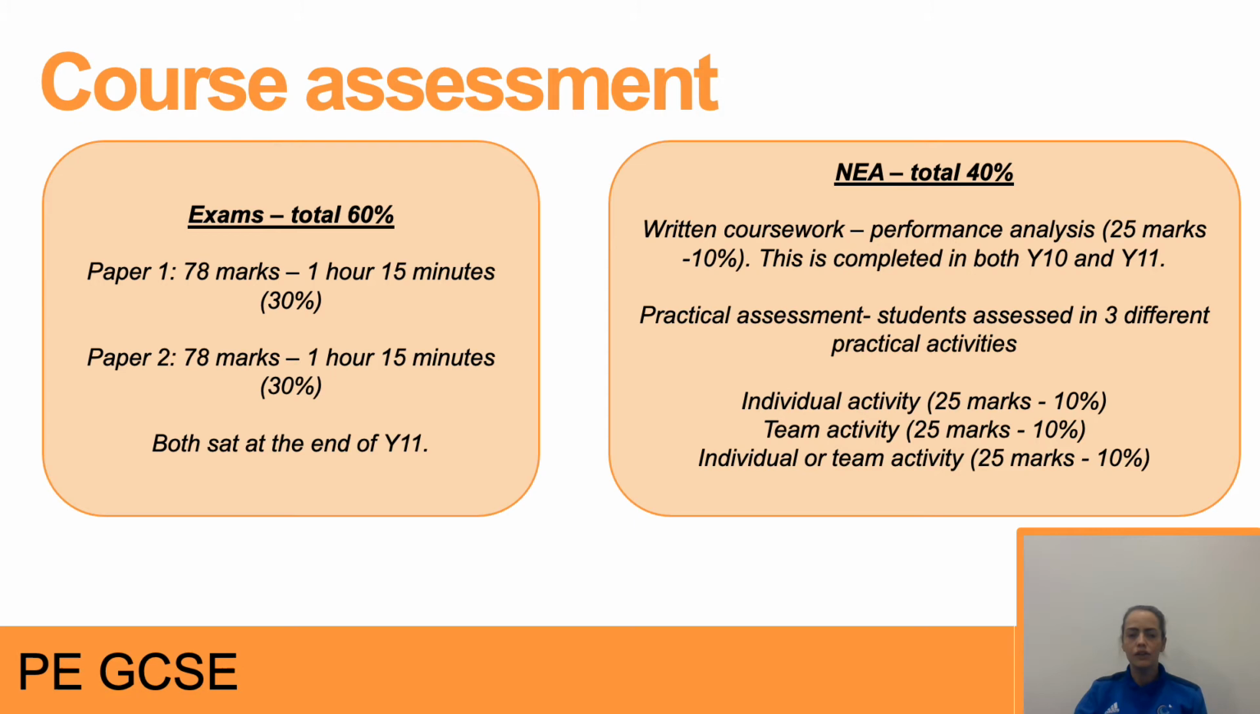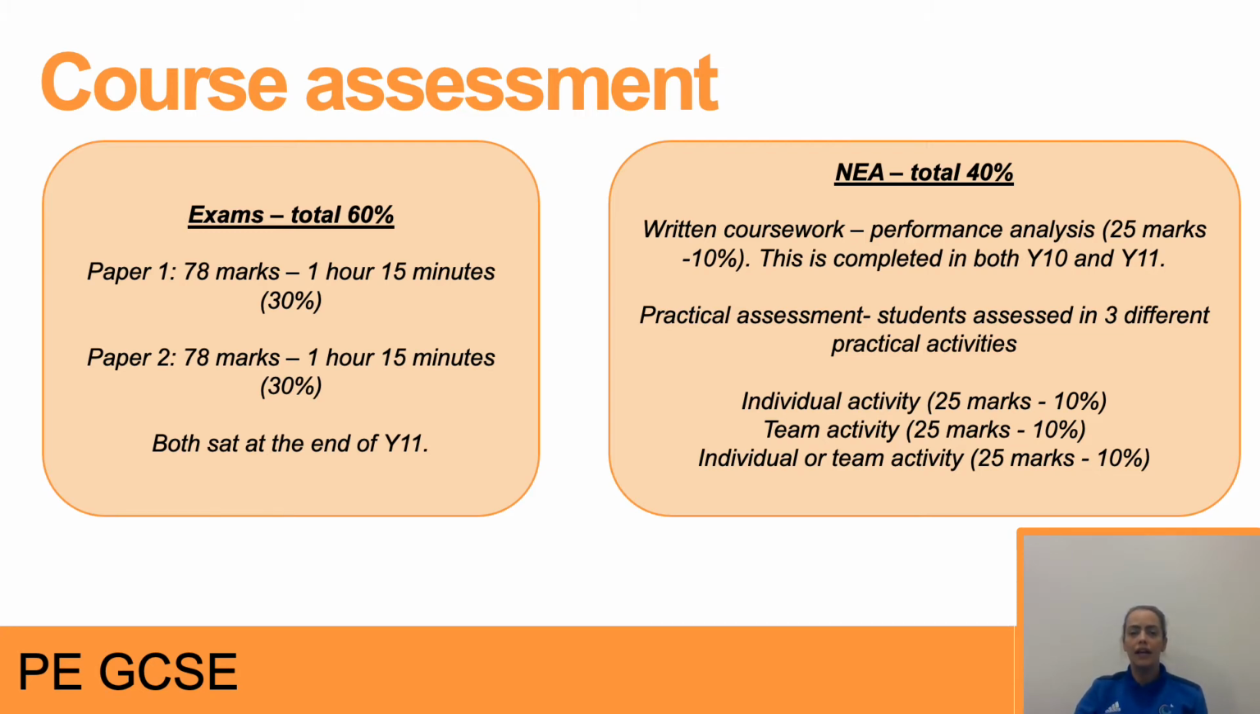The assessment of this course then is done through a variety of different methods. The first one is examination based. This accounts for 60% of the course. There are 2 papers within the examinations. One looks at Year 1 content, which is anatomy and physiology, movement analysis and physical training. Paper 2 looks then at sports psychology, social cultural influences and health, fitness and wellbeing. Each of these papers are equally weighted and worth 30% of the overall GCSE.